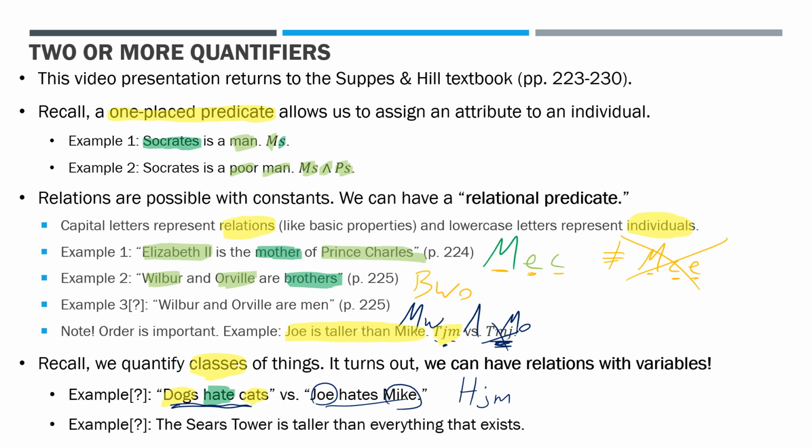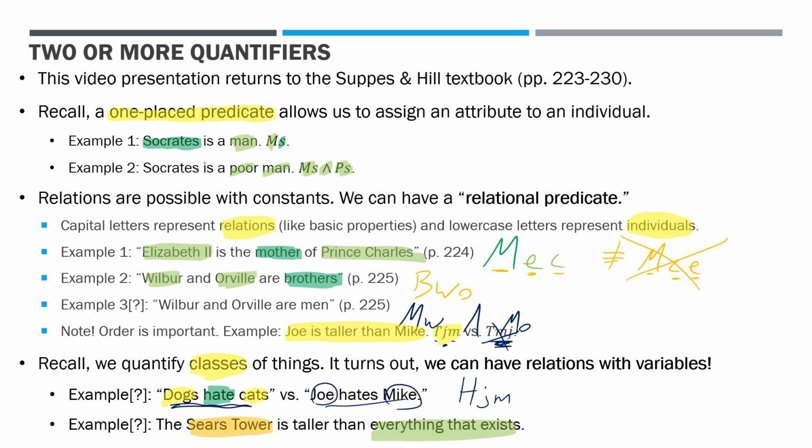Here's a kind of funny example. The Sears Tower is taller than everything that exists. It really is a funny example, and maybe I shouldn't have included that because, strictly speaking, we need to introduce the notion of identity to get a good translation of that. So the Sears Tower obviously is a particular thing, right, in Chicago, and everything that exists is going to be a variable.